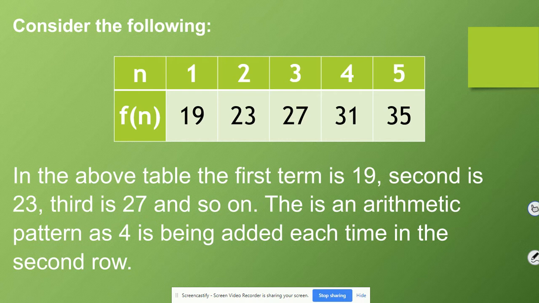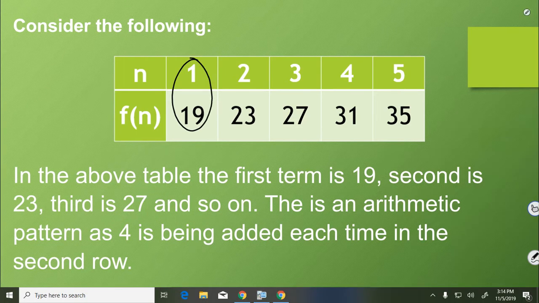So consider the following. Here we have a table of values like the ones we've seen in the past where we have to find a function rule. In the above table, the first term is 19. The second is 23. The third is 27, and so on. This is an arithmetic pattern as 4 is being added each time in the second row. So we ignore the top row and we just look at the second row.